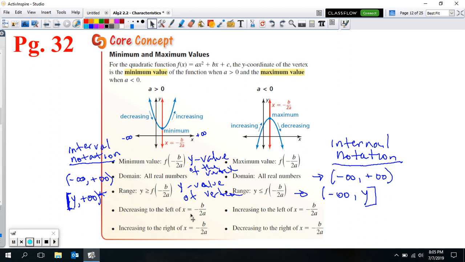The increasing and decreasing now, these kind of all go together. As you can see, they all say x equals here. So for these ones, it's always going to be the x coordinate of the vertex, or the x value of the vertex. Where everything else has been the y value so far, the increasing and decreasing is the x value.